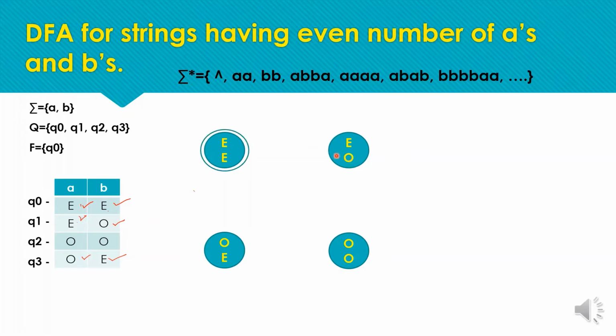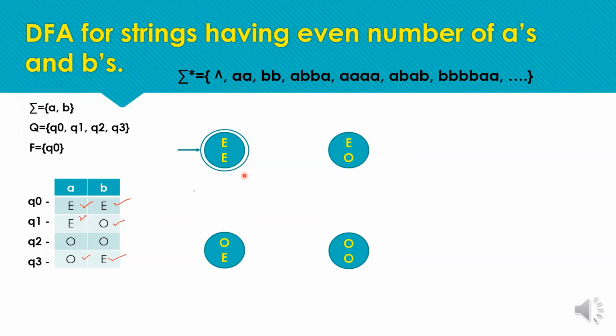Now the initial state is double circled with even number of A's and even number of B's, and the initial state should be the final state. So here are the double circle for the initial state and the arrow for the initial state.